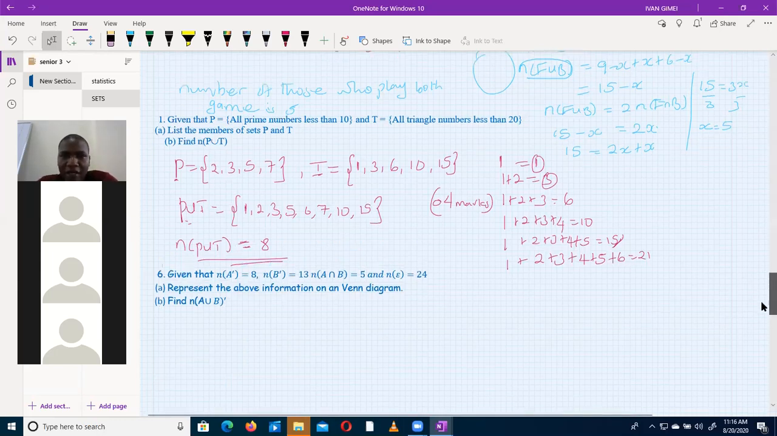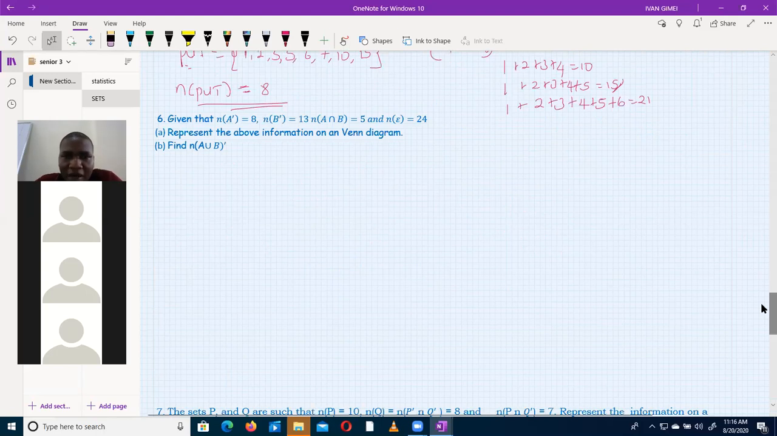They're saying, given that the number of elements in set A complement is 8, and the number of elements in set B complement is 13, then the number of elements in A intersection B is 5, and the number of elements in inverse set are 24. Represent the above information on a Venn diagram.